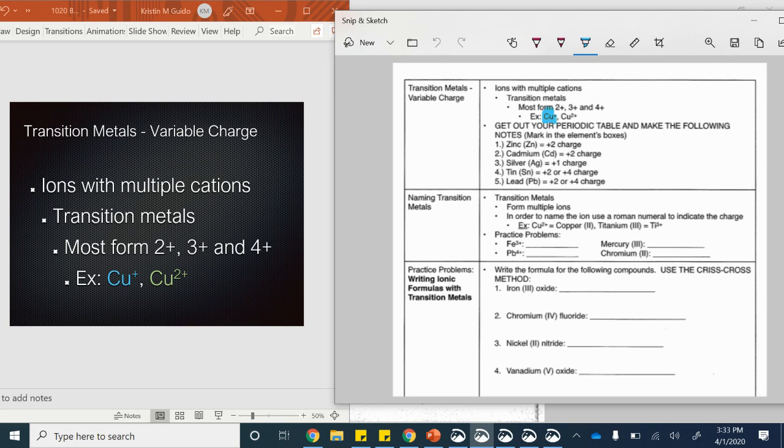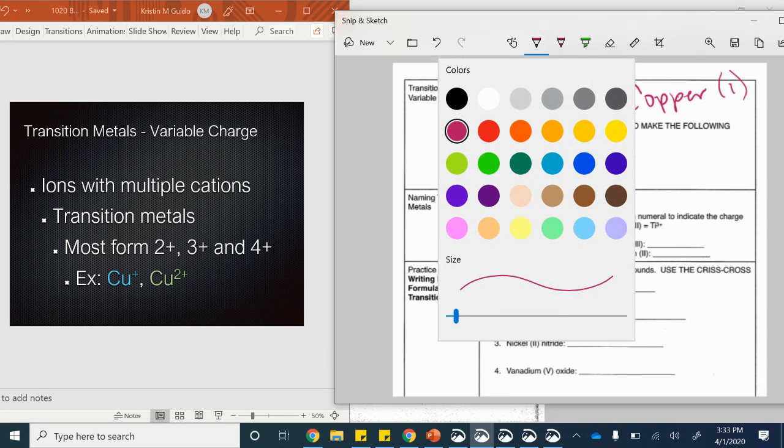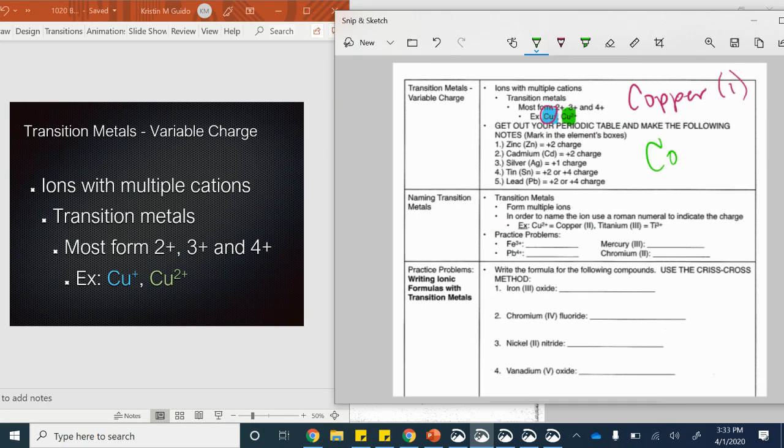If we're talking about the 1+ copper, then we would say copper, and you would do Roman numeral 1 for that first one, right here. If we were doing the other one, copper 2+, then we would write that as copper and then Roman numeral 2. Again, the Roman numeral is telling us the charge for that element. And transition metals can have different sets of charges.